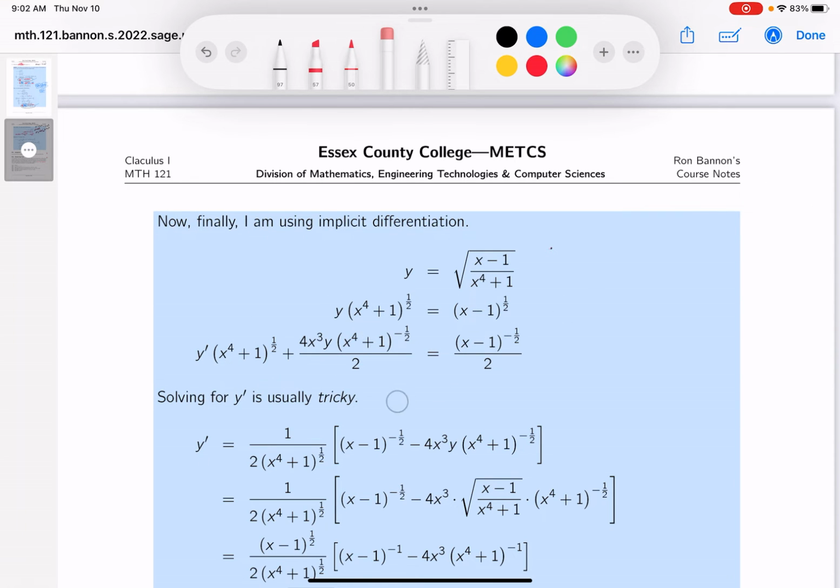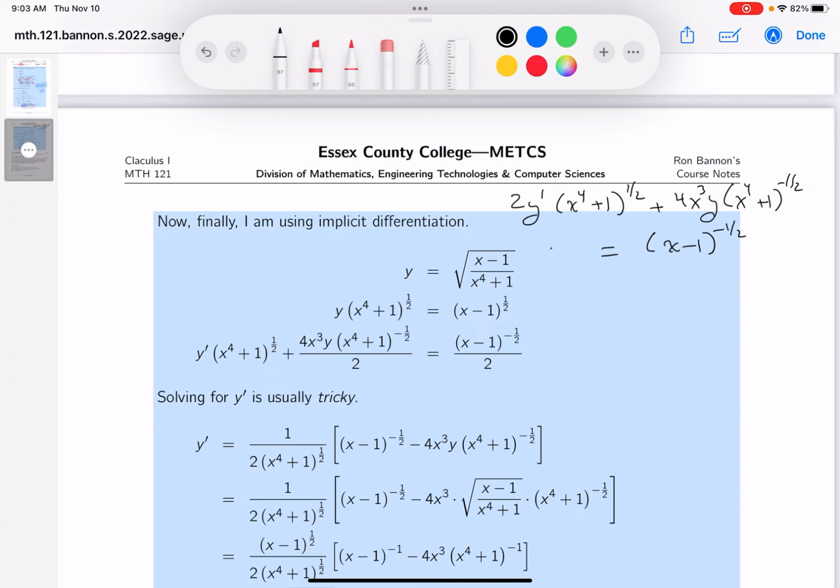Now, certainly, a lot of teachers would say, oh, you're done now. You're not done. You have to solve for y prime. All right? So if I solve for y prime, I think I'm going to multiply both sides by 2. And you would get 2y prime (x^4 plus 1) to the 1/2 plus 4x cubed y (x^4 plus 1) to the minus 1/2. And that's the left side. And if you multiply the right side by 2, you get (x minus 1) to the minus 1/2 power.